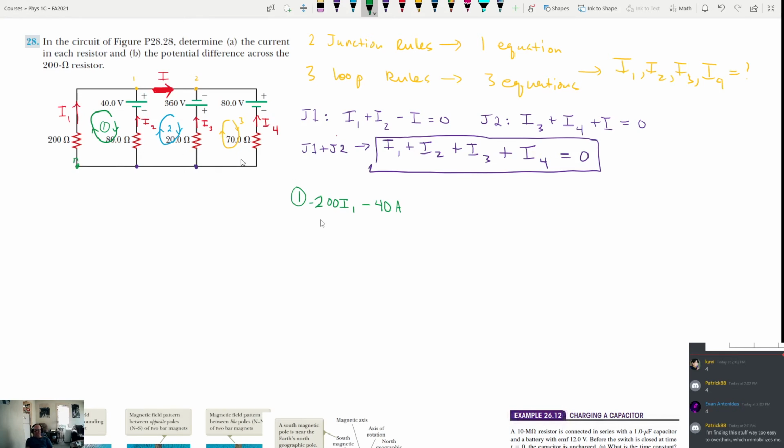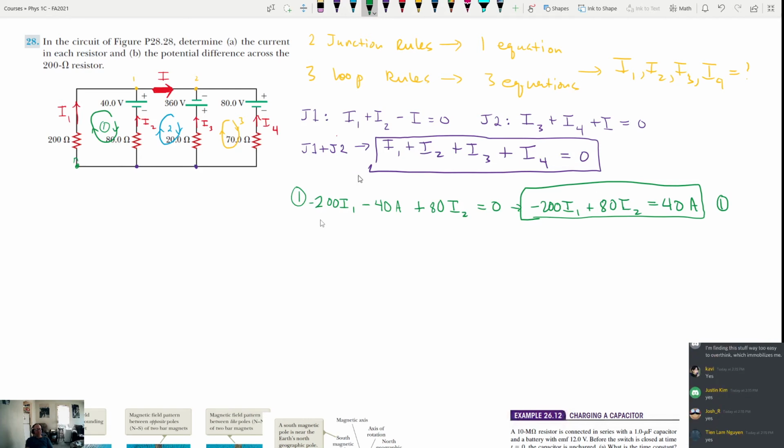And then we go this way, I2, positive 80 I2 equals 0. And then we rearrange this equation. So it's going to be negative 200 I1 plus 80 I2 is equal to 40 amps. And that's loop 1. Okay, look at your loop 1 and check to see that you got the same answer. Did other people get the same answer? And of course, it may look a little different depending on where you started. That's not important. What matters is that your final equation, when you write it from the I1 up to I4, in that form, we should all agree on this final equation here. That's what matters.